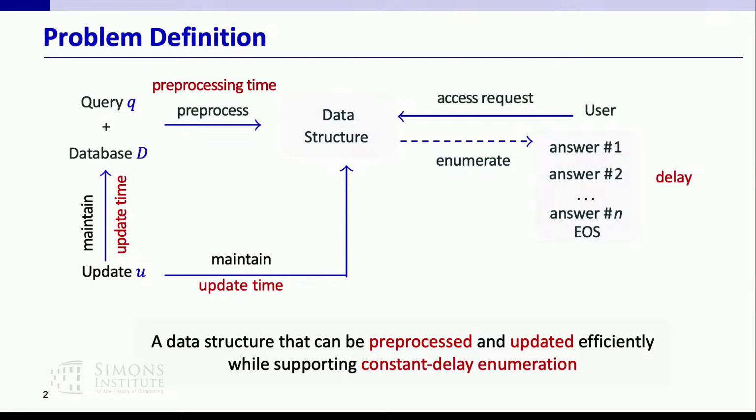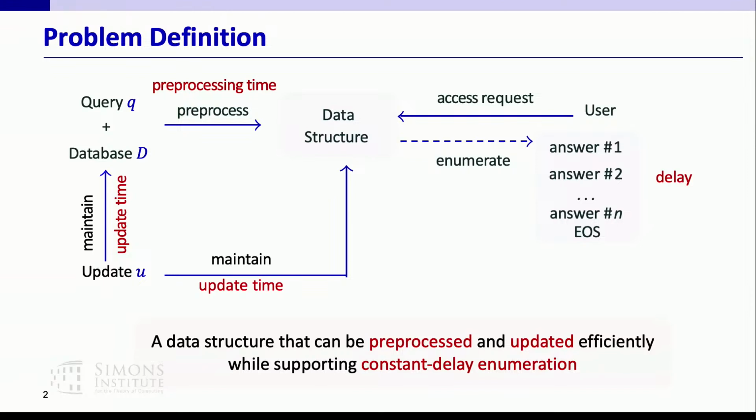Constant means that the user only needs to wait a constant time before receiving the first answer, as well as the waiting time for receiving the next answer. If the query is just a Boolean query, constant delay means that the answering time is just a constant. The constant can depend on the size of the query, the number of relations, and the number of attributes. So here we focus on the pre-processing time and the update time for this data structure.